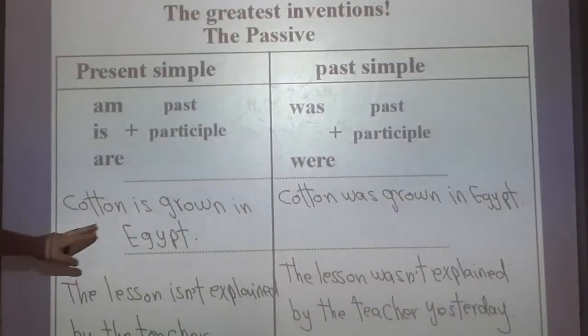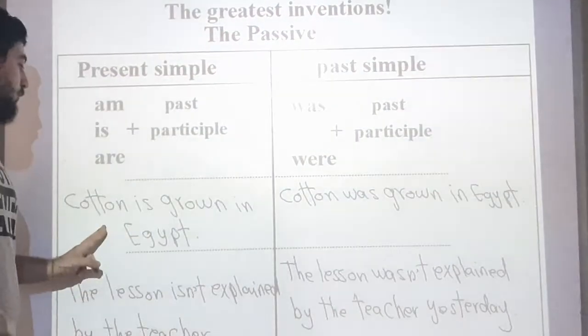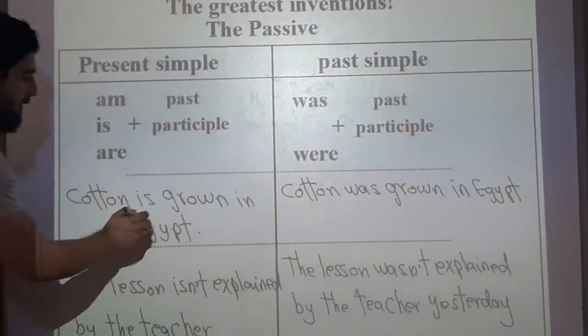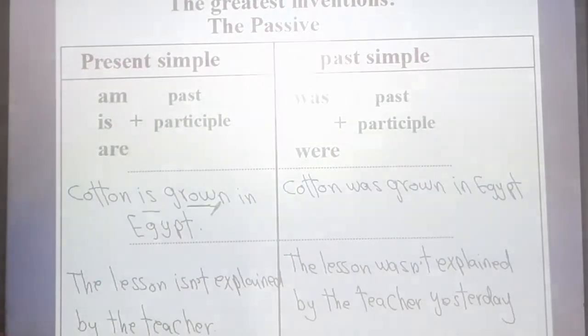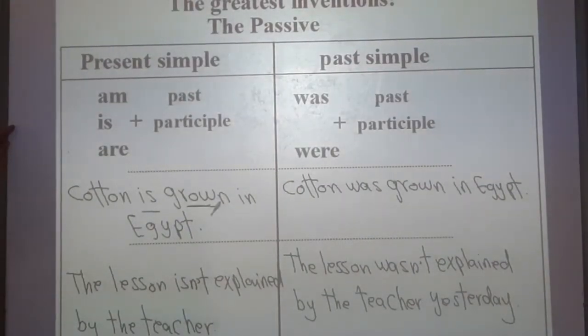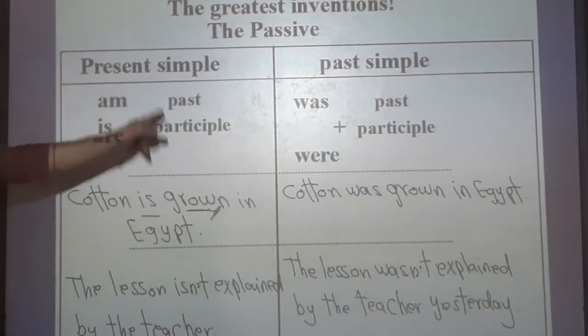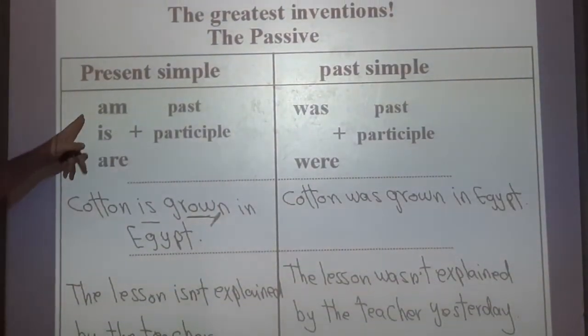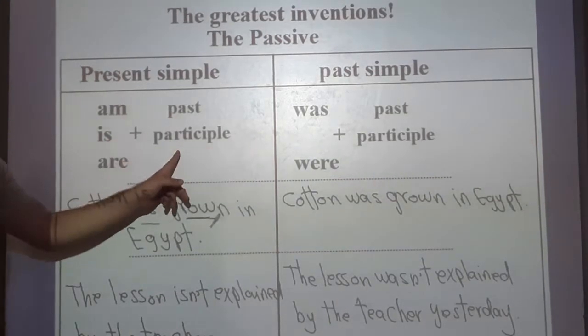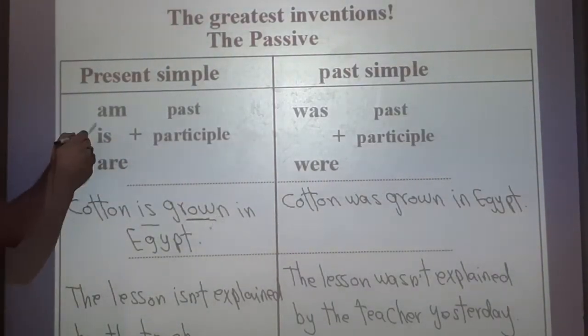Okay, for example, cotton is grown in Egypt. Cotton is grown in Egypt. Here is, and the past participle of the verb grow. So, is grown. This is the form of the passive in the present simple. Again, we use am, is, are plus past participle. And here we have the object.